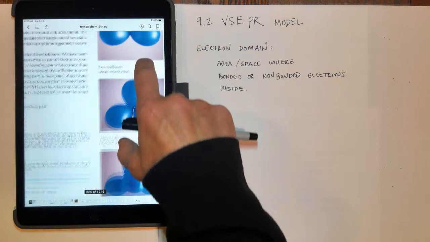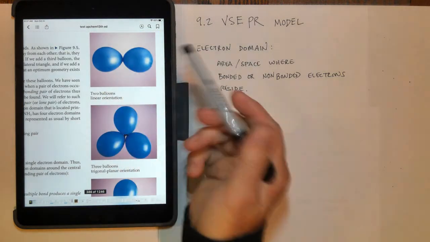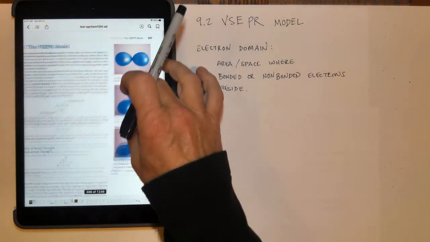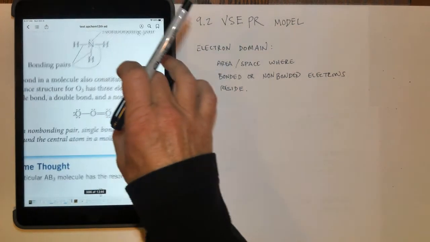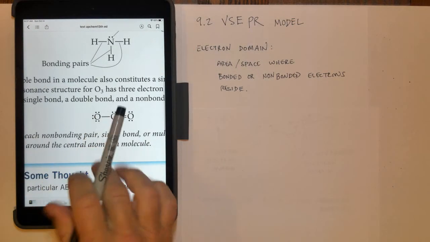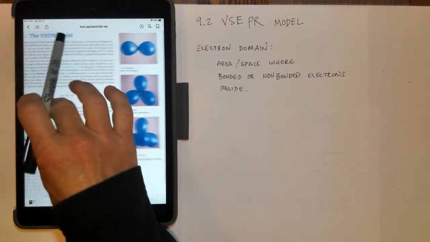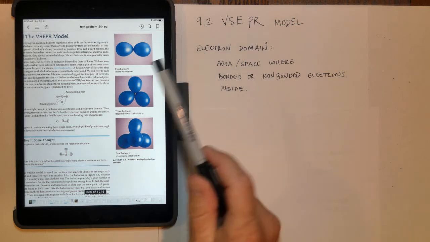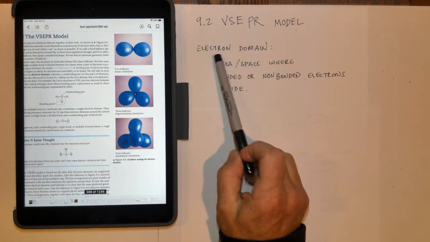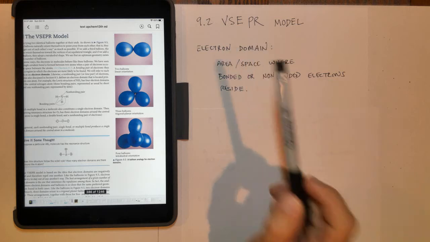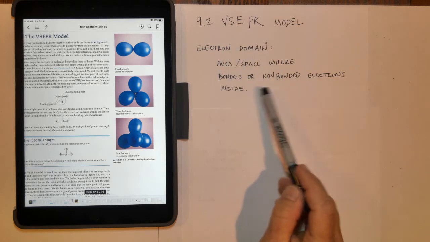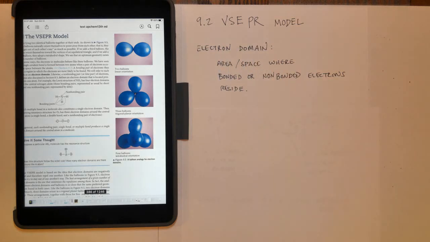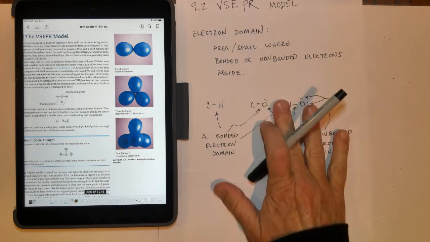Just like these balloons right here, when you tie them together, they want to get as far away from each other as possible. Well, it's the same thing with electrons. Electrons inside of a molecule just want to get as far away from each other as possible because they're both negative, and like charges repel. So to describe where these electrons are, we call them electron domains. An electron domain is an area or a space where bonded or non-bonded electrons reside. And here's a couple of examples.